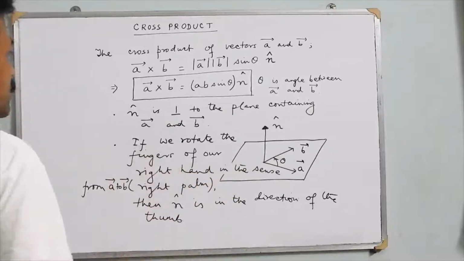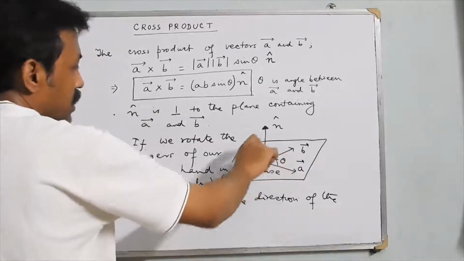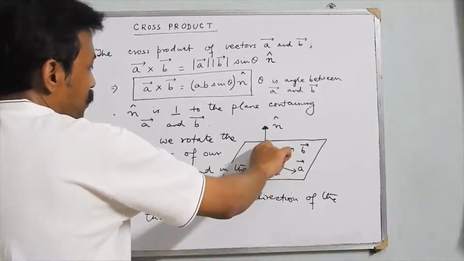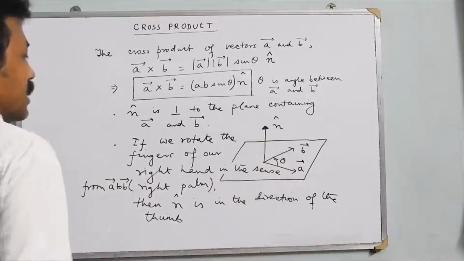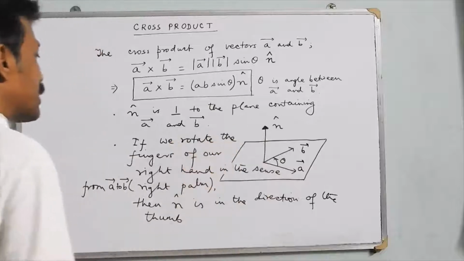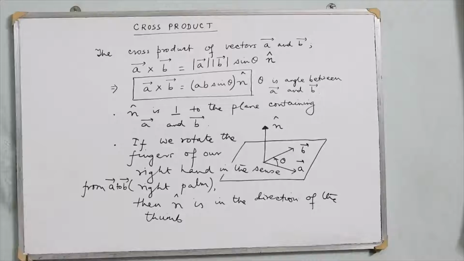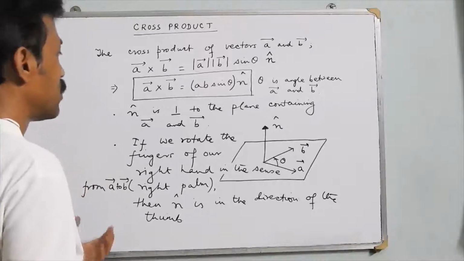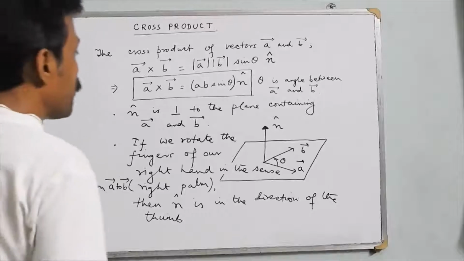But if you determine B cross A in this manner, then B to A, you will rotate the right screw in the clockwise sense, and the screw will penetrate into the board, and then the unit vector n hat will be perpendicular to the plane of the board. So whichever rule is convenient, you can use it, right hand palm rule or right hand screw rule. Both are used to determine the direction of n hat.